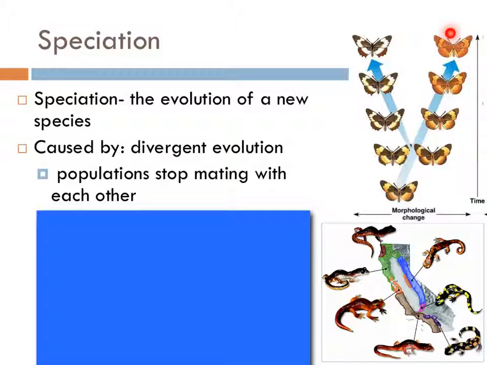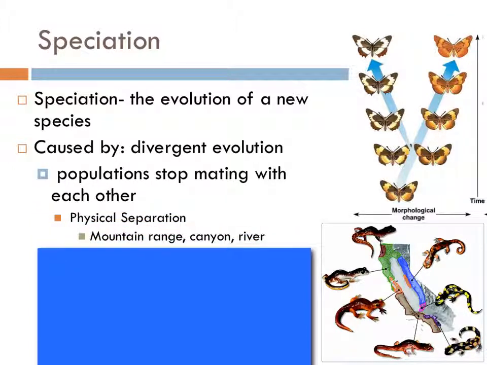And this can happen in a couple different ways. The first could be a physical separation. So for example, there could actually be some sort of mountain range in between these guys, right? So these guys are evolving on one side of the mountain, these guys are evolving on the other side of the mountain, and there's no way for them to get back and forth, so they go off on their own thing and they do something different.